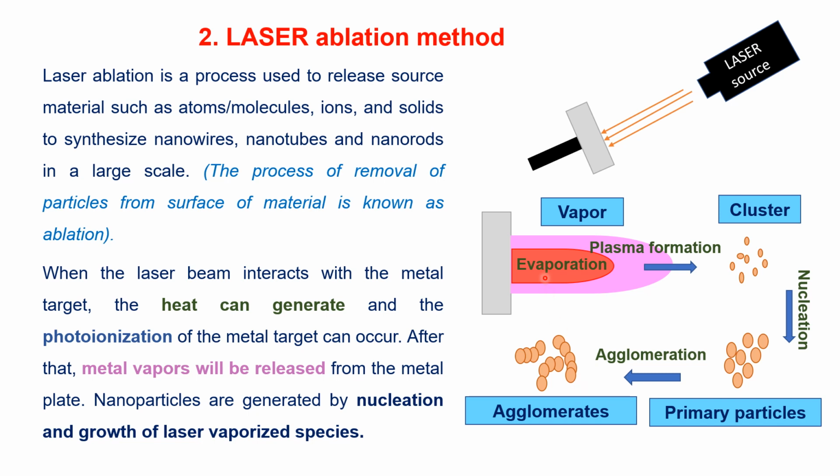So the evaporation will result in cluster formation. After nucleation it will produce primary particles, and after agglomeration it will produce agglomerates that have a size in the range of nanomaterial size.